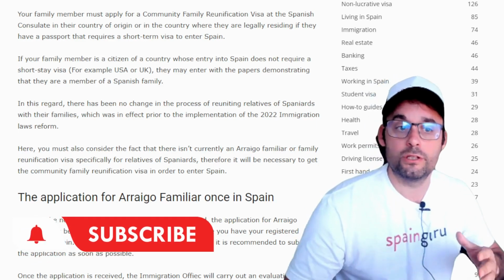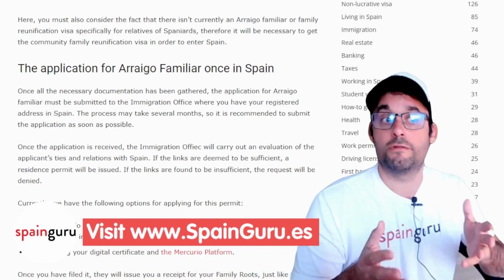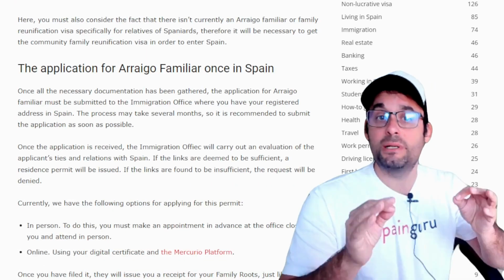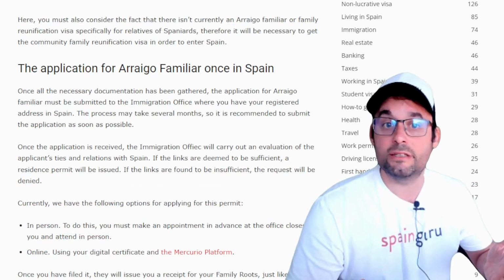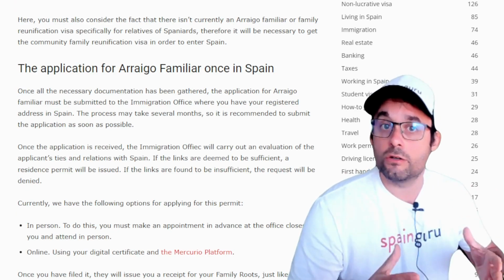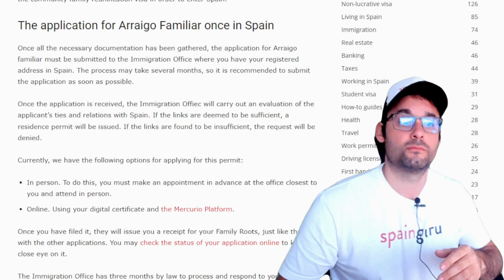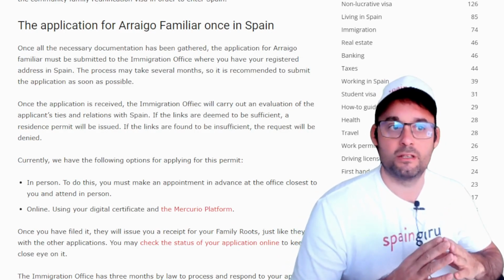Here, you must also consider the fact that there isn't currently an Arraigo Familiar or family reunification visa specifically for relatives of Spaniards. Therefore, it will be necessary to get the community family reunification visa in order to enter Spain. The application for Arraigo Familiar once in Spain.